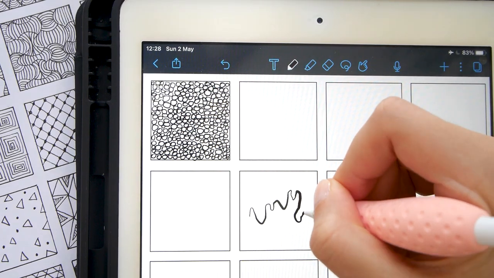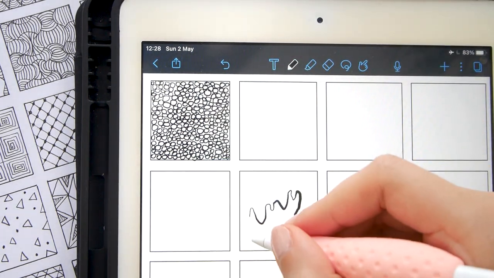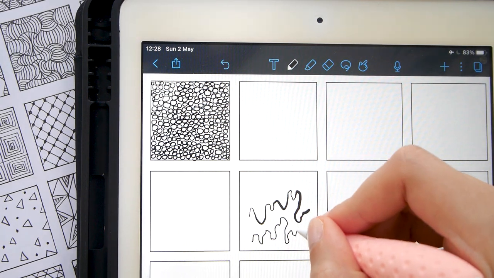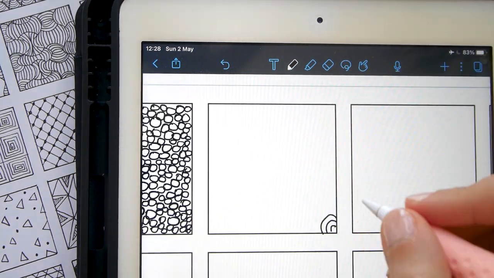Either use pressure sensitivity of your pencil or not. So that can also be very beneficial for you depending on what kind of doodles you want to make.